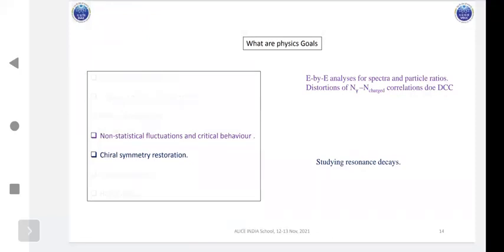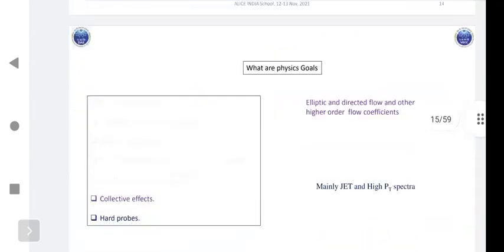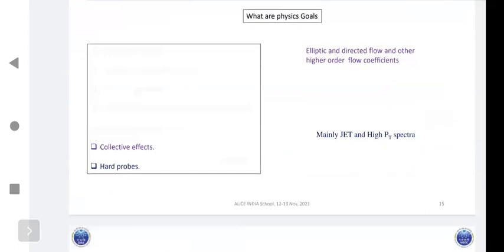Distortions of the difference between gamma and charged particles give you some information about the DCC. So you need to measure the number of photons and the number of charged particles. And chiral symmetry restoration can be studied using resonance decays. What next? Next are the collective effects and hard probes. One can study them using elliptic and directed flow from correlation studies, of course. And by means of hard probes, very high PT particles like heavy flavor or jets, to be specific.